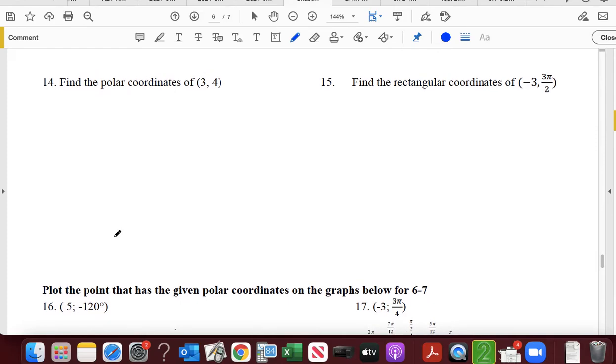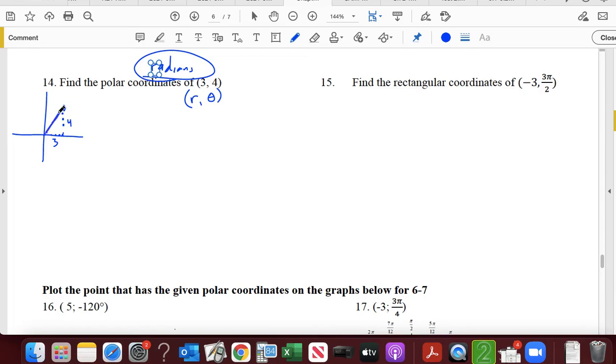Okay, so now we're finding polar coordinates of 3, 4. Let's say we want this in radians. You need to be in radian mode. But you should be able to figure this out based on what we know about polar coordinates. Well, we know 3, 4 is right here. 3 right, 4 up. There's our point. So instead of going 3 to the right and 4 up, we want to find the r and the theta that would take us to that same spot.